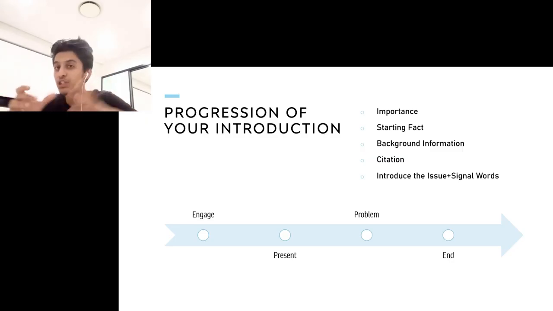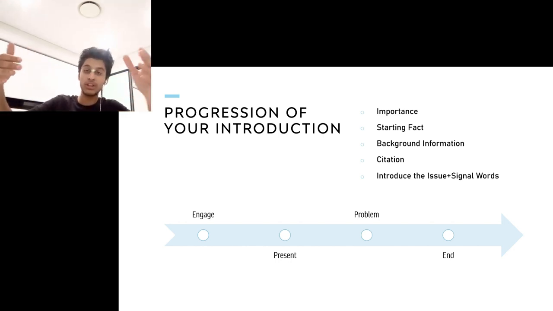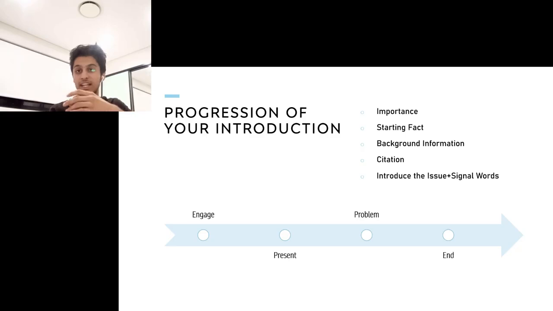And when you introduce the issue, you also want to do it using signal words. Like how I used, although concrete is important, the curing time has not yet been understood. That "although" hints that this is the gap. Because if someone's skimming your paper, they're going to be looking for signal words like however, although, and that's where they quickly locate, okay, here's the gap. Here's what this paper is going to address.